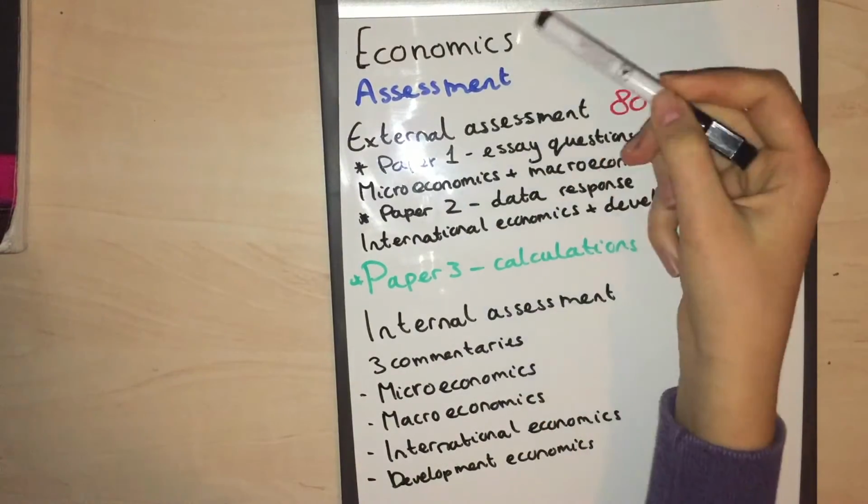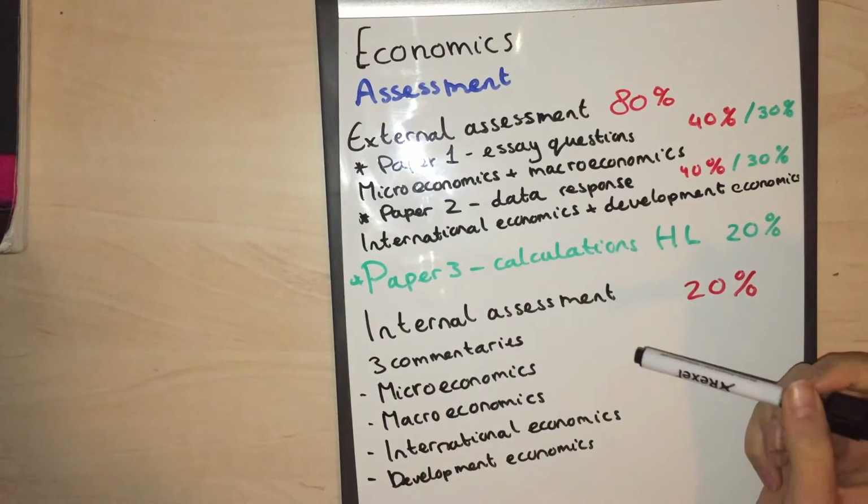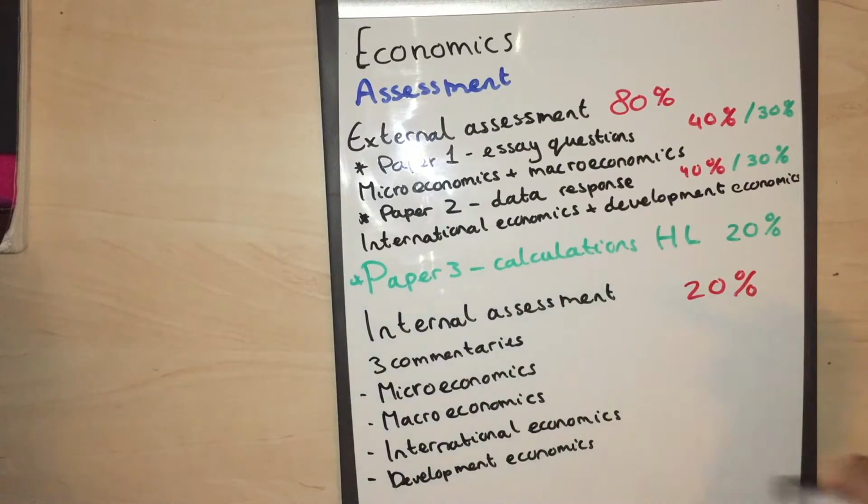Okay, so the last part about the economics assessment is the internal assessment, accounting for 20% of your final grade. Your internal assessment for economics consists of 3 commentaries. What are commentaries? Commentaries are a maximum of 750 word response to a news article related to either microeconomics or macroeconomics or international economics or development economics. So after you've completed the microeconomics section, your teacher will ask you to choose a news article to write a response to that.